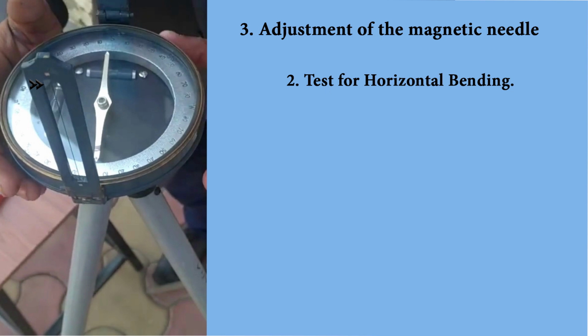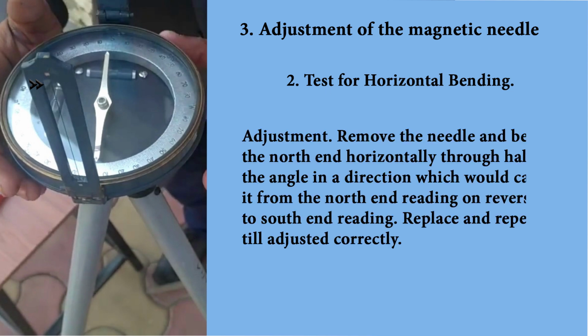In this, firstly we level the compass and read both the ends of the magnetic needle in any position. Secondly, we rotate the compass until the graduation originally opposite the north end of the needle faces the south end. And thirdly, if the reading at the north end is now the same as that originally at the south end, the needle is straight. If not, half the discrepancy in reading represents the deviation from straightness. How can we adjust it? Remove the needle and bend the north end horizontally through half the angle in a direction which would carry it from the north end reading to the south end reading on reversing. Replace and repeat till adjusted correctly.